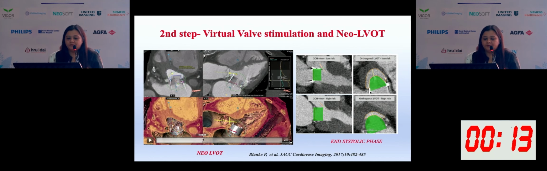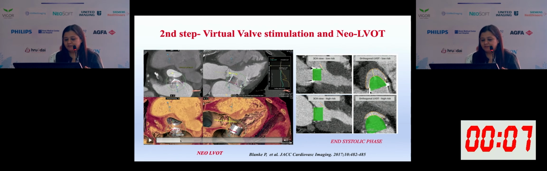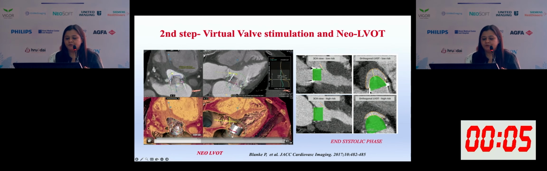Yeah. Virtual valve-in-valve simulation, I am not going to repeat myself. Vineet has already told. It is the same as for the native valve. Here we just simulate a valve within the existing valve and calculate the neo-LVOT.